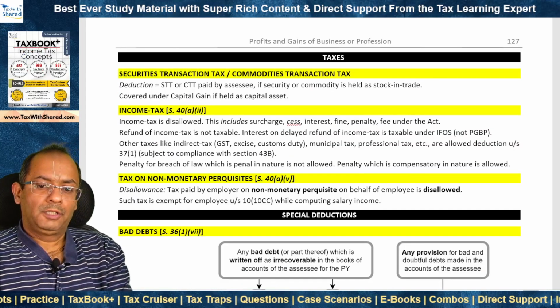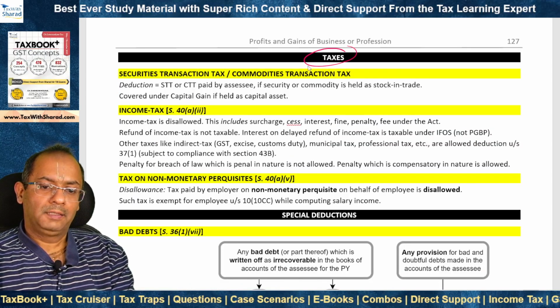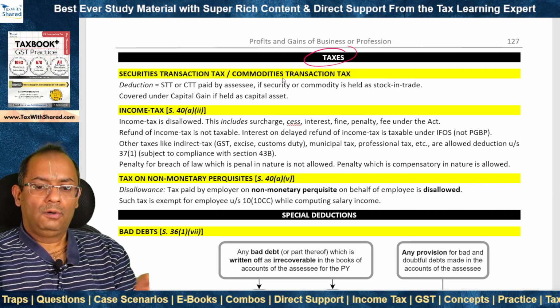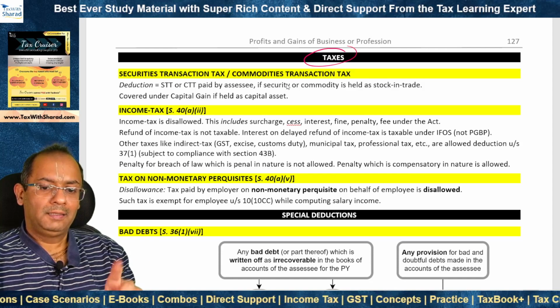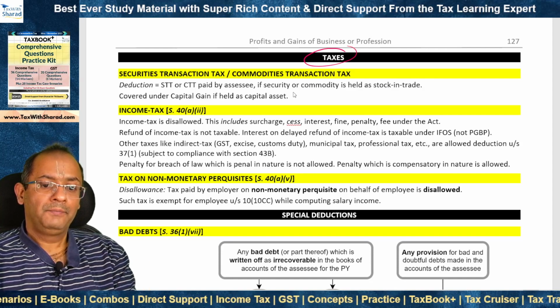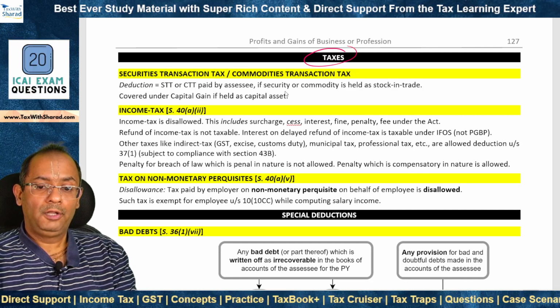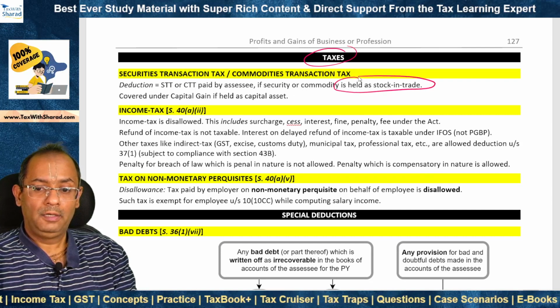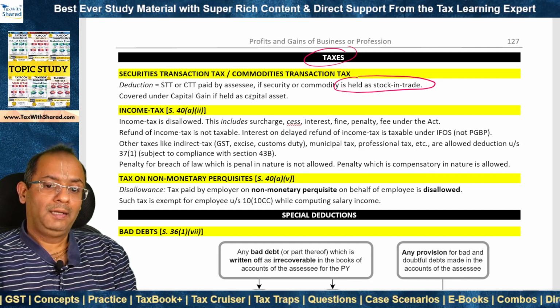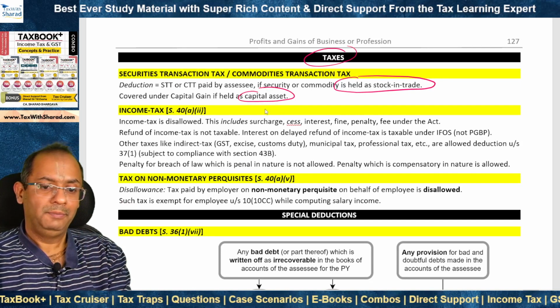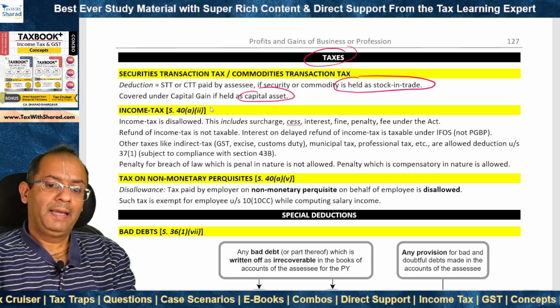We now look at deductions provided on account of taxes. As far as securities transaction tax (STT) or commodities transaction tax (CTT) is concerned, which is paid by the SSE, the deduction in computing PGBP income is allowed only if the security or commodity is held as stock in trade. Because if it is held as capital asset, capital gain will arise and it will not be covered under the head PGBP. What about income tax?